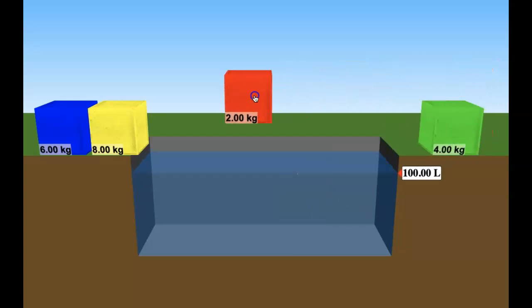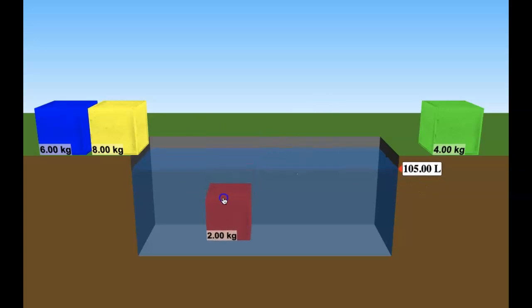And that's going to be similar here. This is even less dense, so it's floating more. It's only displacing 2 liters, but when I pull it down, now you can see it's displacing all 5.